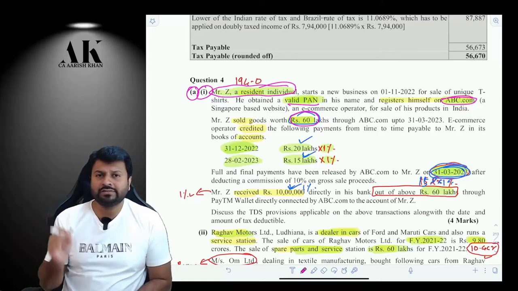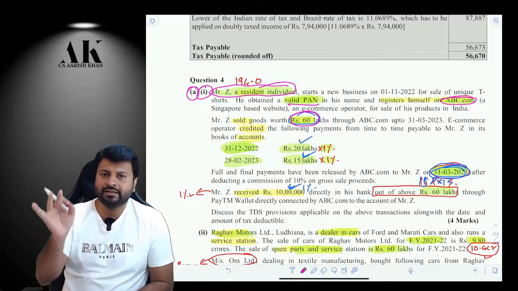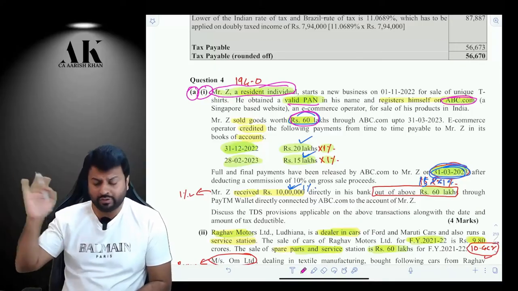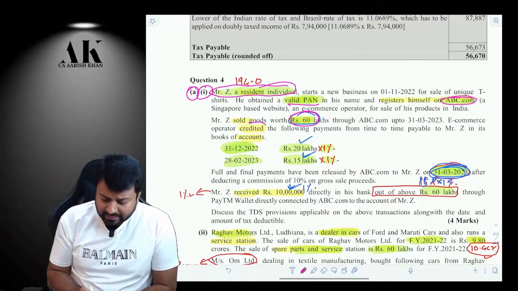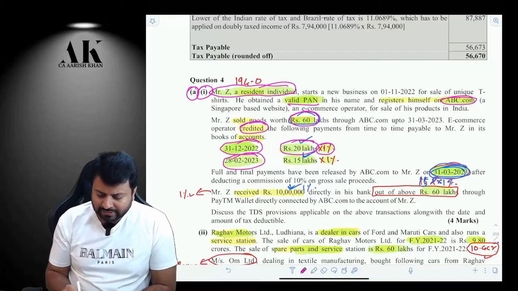Now, how much TDS will he deduct? He will deduct 1% because the seller is giving PAN. If the seller had not given the PAN, then I would have deducted 5%. That I have told you earlier also. Now, for the very first time, they have credited in the books of accounts on 31st December. So, Amazon will deduct TDS at the rate of 1% on 20 lakhs. Then he will deduct 1% on 15 lakhs on 28th of Feb.